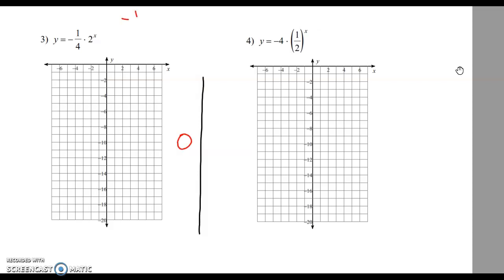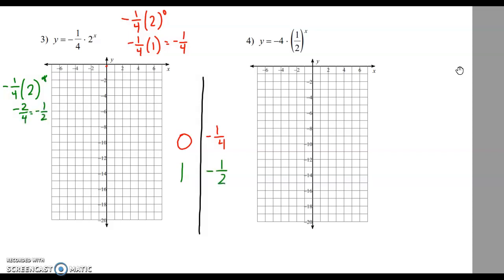So let's see, negative 1/4 times 2 to the power of 0 would be negative 1/4 times 1, which is negative 1/4. So I've got the point 0, negative 1/4, kind of hard to graph. I'd substitute in 1. So I'd have negative 1/4 times 2 to the first would be just 2. So it'd be negative 2/4, which is negative 1/2. So when we plug in 1, we get negative 1/2.